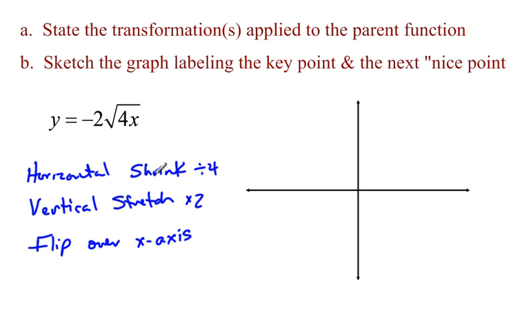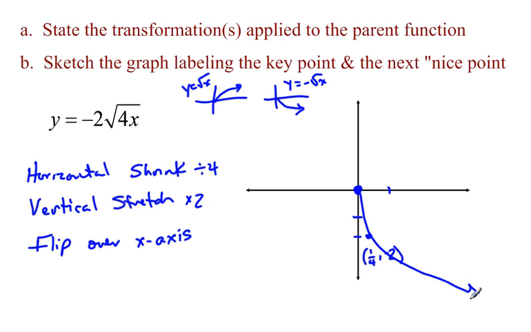Our key point doesn't move anywhere. Notice there's no shifting, so I'm going to be anchored at 0, 0. That won't change. And I'm going to flip over the x-axis. So remember, our normal shape is like this. When I flip over the x-axis, it's going to do this. So this is y equals root x. This is y equals negative root x. Now I just have to get that key point in the right place. So since it's a horizontal shrink, I'm not going to go over 1. I'm actually going to go over a quarter. And instead of going down 1, I'm going to go down 2. So I'm going to end up at this point at a fourth, negative 2. And there's what my graph is going to look like.